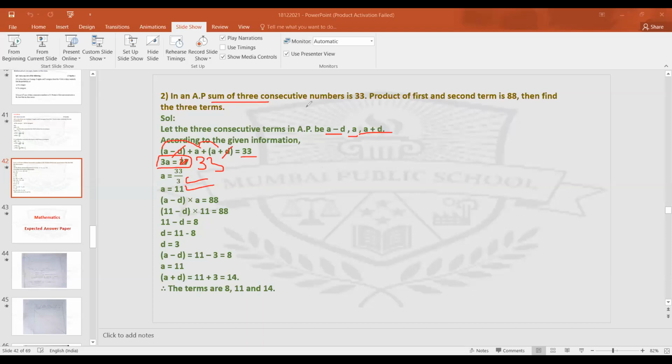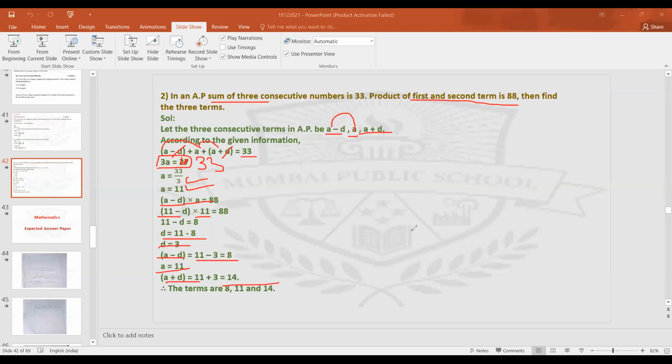Now check. Next condition, product of the first and the second term. First is a minus d, second is a. So a minus d into a is equals to what? 88. So in place of a, you'll substitute 11. So you'll get 11 minus d into 11 equals to 88. So d equals to 11 minus 8. So d equals to 3. So you have got a minus d, that is 11 minus 3, 8, a is 11, and a plus d, that is 11 plus 3, that is 14. Is this clear, Krishna?